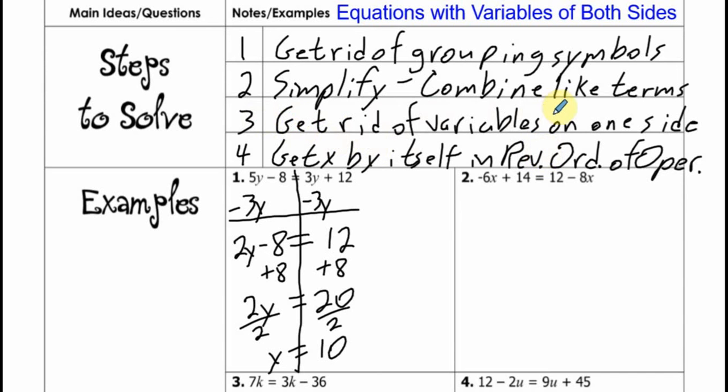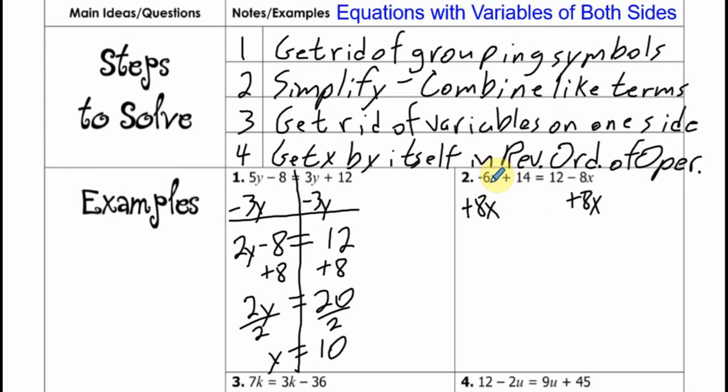So step 3, get rid of variables on one side. So I have a negative 6x and over here a minus 8x. So what's smaller, negative 6 or negative 8? Hopefully you're saying negative 8. So to get rid of a negative 8x, I'm going to do plus 8x. So negative 8x plus 8x is 0. But whatever I do to one side, I must do to both.